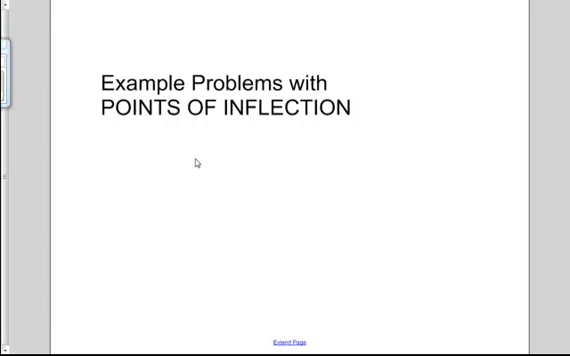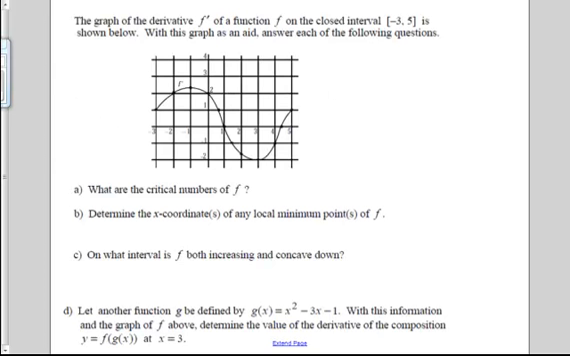Let's do some example problems with points of inflection. So here we go. Here's a graph of the first derivative. And the first question says, what are the critical numbers? Well, remember, critical numbers are where the first derivative is either 0 or undefined.